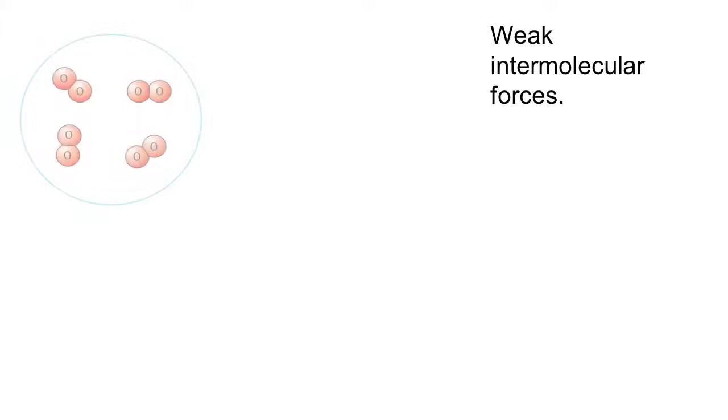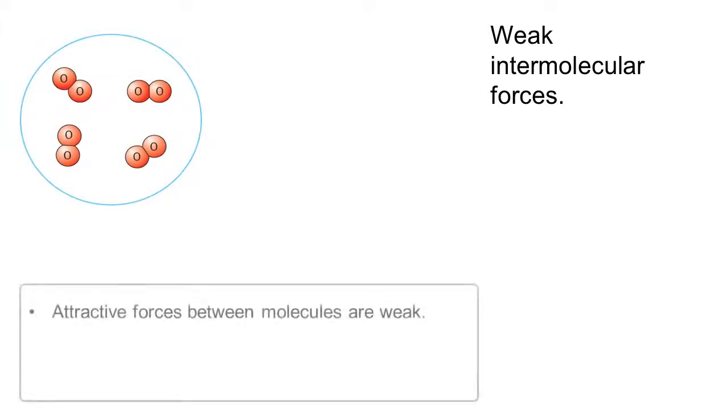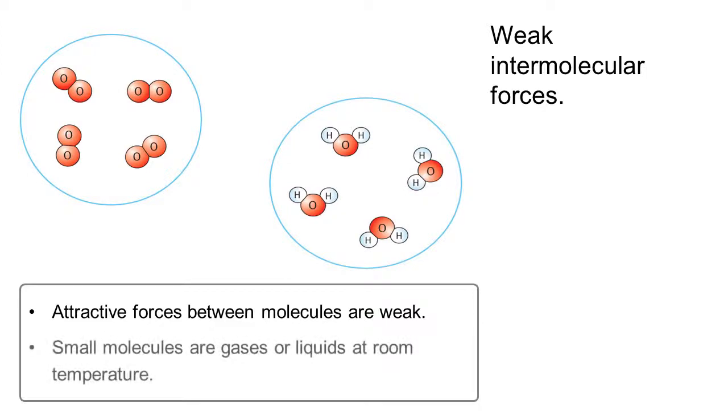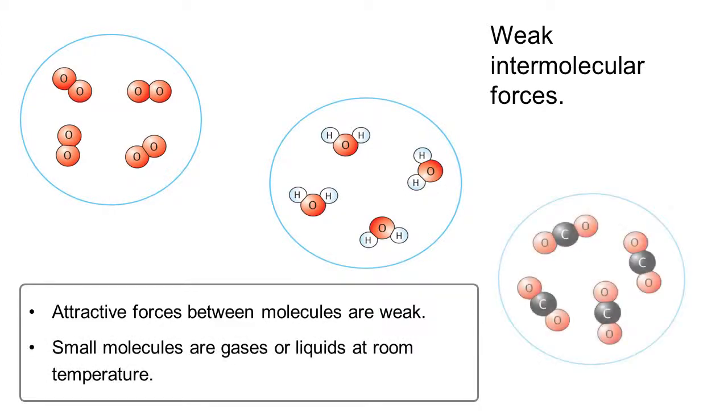Now, let's talk a little bit about the properties. These are simple covalent substances here. So we've got oxygen, we've got water, H2O in the middle there, and we've got CO2 down there on the right hand side. All of those covalently bonded, all non-metal atoms. Now the forces between the molecules, what we call the intermolecular forces, are very, very weak.